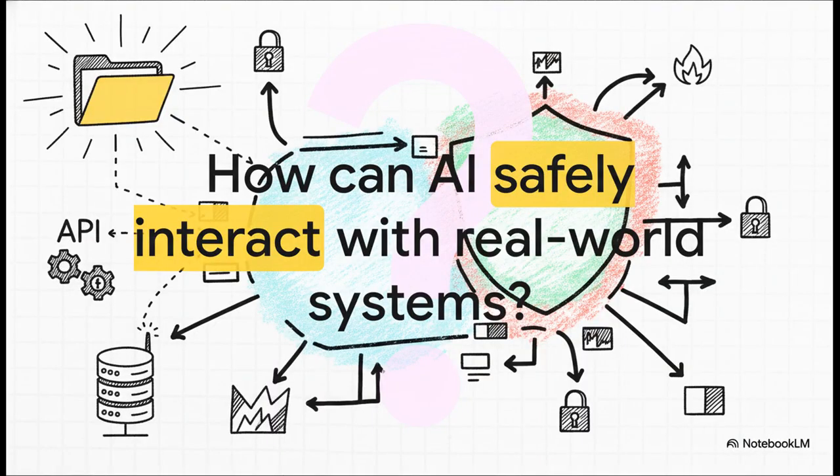I mean, code is totally useless if it can't actually do something in the real world. Read a file, call an API, check on a server. But for very good safety reasons, AIs can't just do any of that stuff by default. So how do we give them these abilities without blowing a massive security hole in our system?